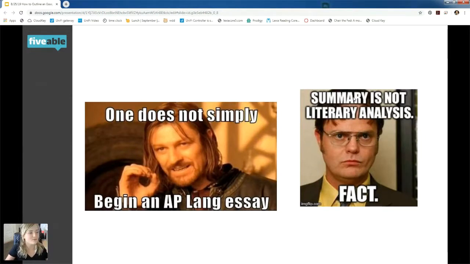Anyway, and then, summary is not literary analysis. Fact. So that's just what I was talking about with the conclusion. Summarizing in the conclusion what you already said, that's not literary analysis, and that's not what they're looking for. They're looking for the big idea, the meat and potatoes of the whole thing in the conclusion.